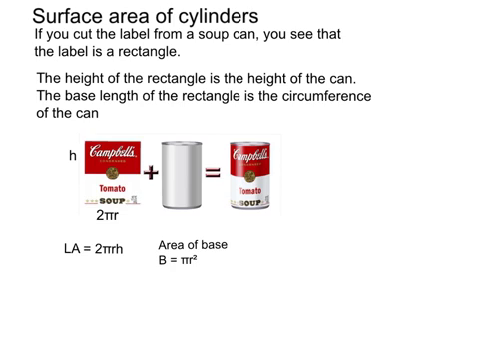So to find the surface area, we find the lateral area, which is 2 pi rh, and then we have to find the area of the base. So when you put these together, your formula for the surface area of a cylinder is 2 pi rh for the lateral area plus 2 pi r squared, because remember we have 2 bases.